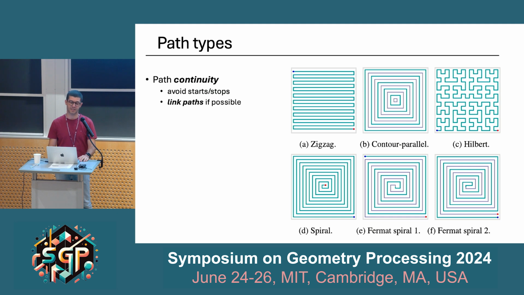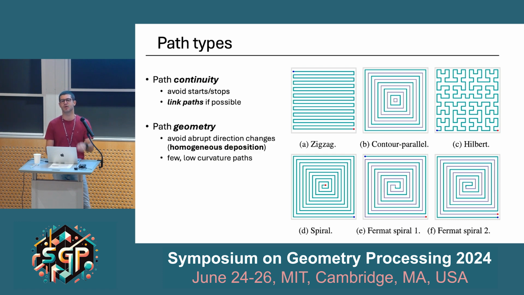What you want to achieve here is, first of all, path continuity. You want to avoid as much as possible to start and stop, for example, your extruder, because anytime you start and stop, the deposition is not homogeneous. So you want to link the paths as much as possible to avoid stopping your extruder or your laser. And at the same time, you want the geometry of your paths to be nice and smooth, because this promotes a homogeneous deposition of the material. So you create better slabs of material when you fabricate.